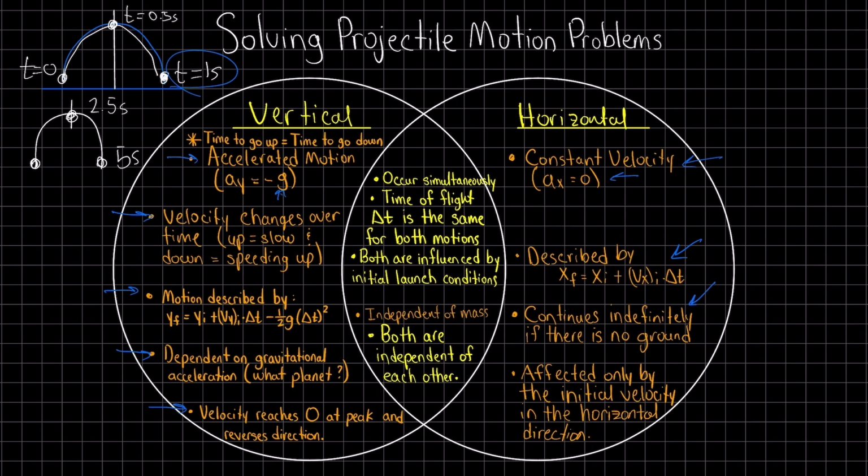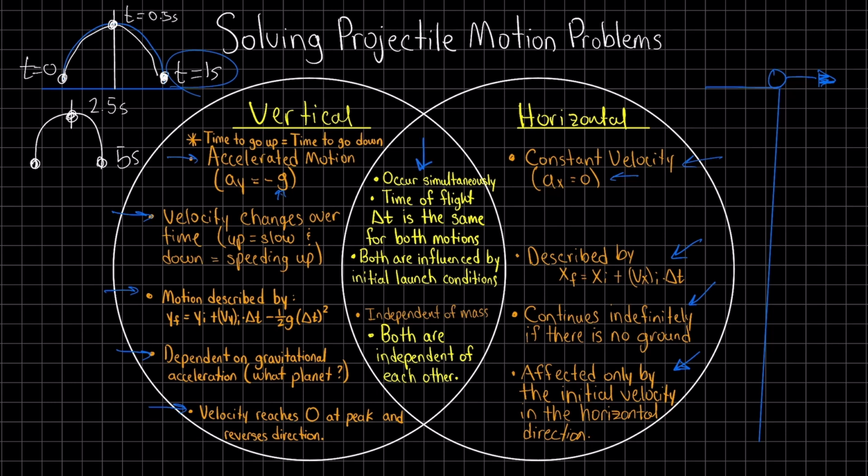So if you set something off an edge and there is no ground, then this horizontal motion is going to continue until there's something that stops it. Finally, the horizontal motion of a projectile is affected only by the initial velocity in the horizontal direction. Now here's what the horizontal and vertical motions have in common. They occur simultaneously. They happen at the exact same time.